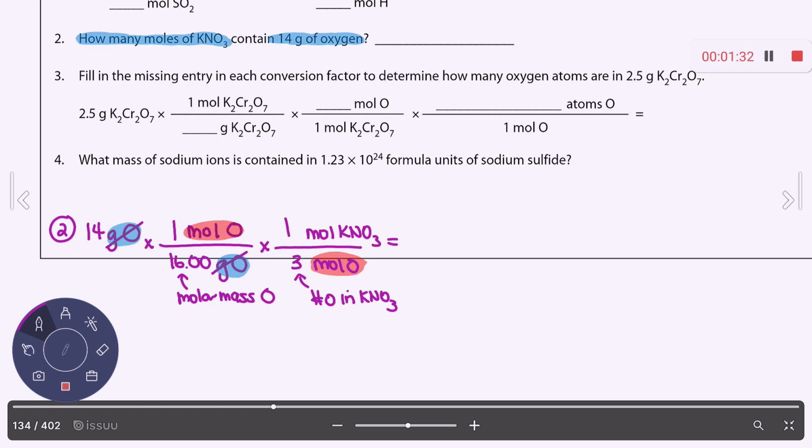So in your calculator, it's 14 divided by 16 divided by 3. You should get 0.29 moles of KNO3.